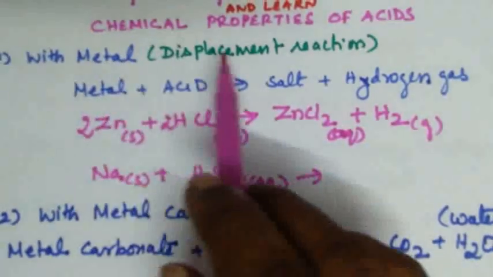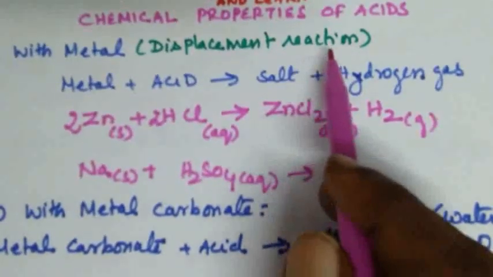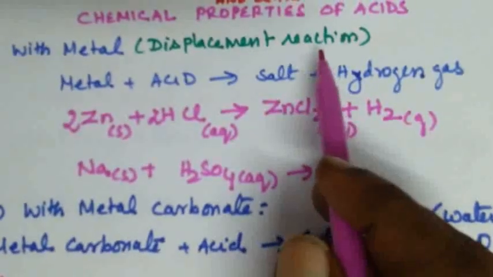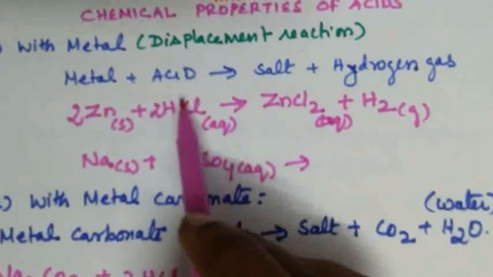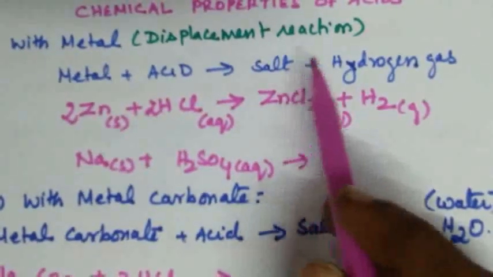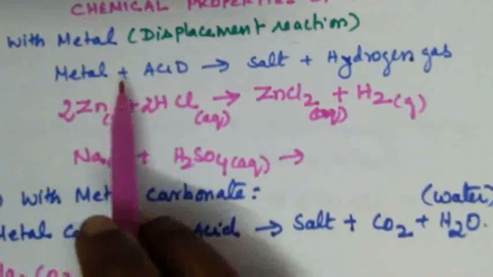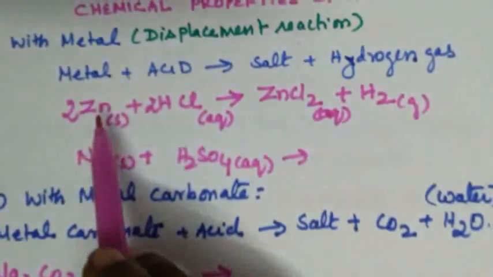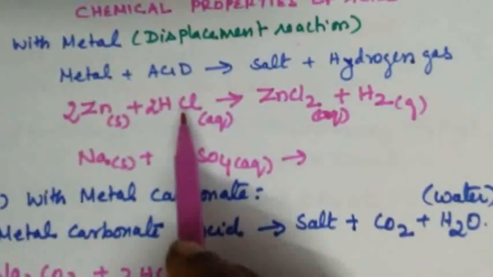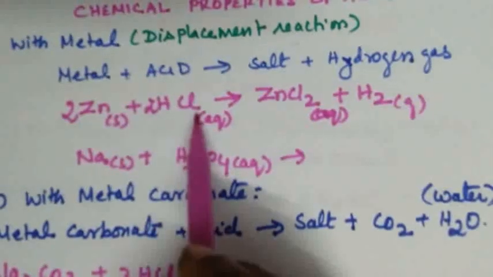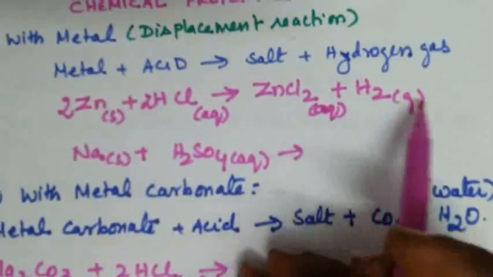This reaction is a simple type of displacement reaction which we have already seen in kinds of reaction. So when we take metal and add acid, it forms salt and hydrogen gas is released. So this is the reaction. Let us take a metal, zinc, and we have taken HCl. So what is formed? Salt is formed. So zinc chloride is formed and releases the hydrogen as hydrogen gas.